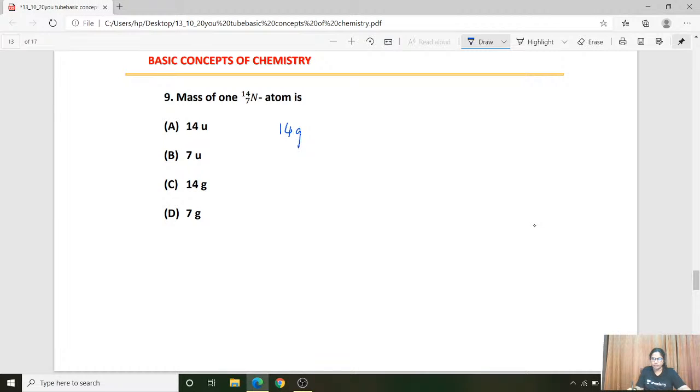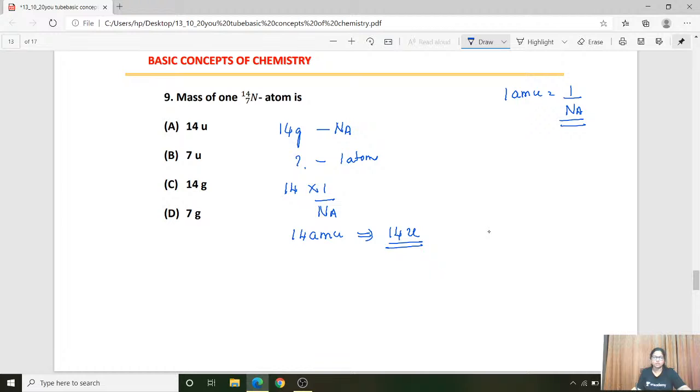1 mole of nitrogen is 14 gram. 14 gram contains Avogadro number of atoms. Therefore, Avogadro number of atoms means 14 gram. 1 atom means how much? It will be 14 into 1 by Ne. Now what is 1 by Ne, student? What is 1 by Avogadro number? 1 by Avogadro number is nothing but 1 AMU. That means 1 by Ne is AMU. So answer will be 14 AMU. Presently it is written as 14 u. Therefore answer is option A. Option A is the right answer.